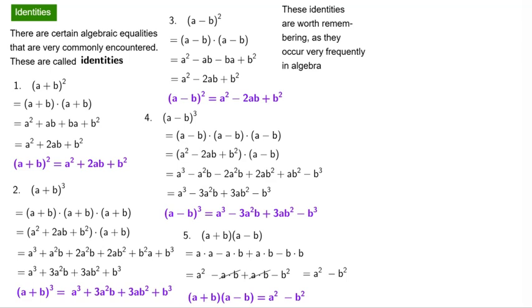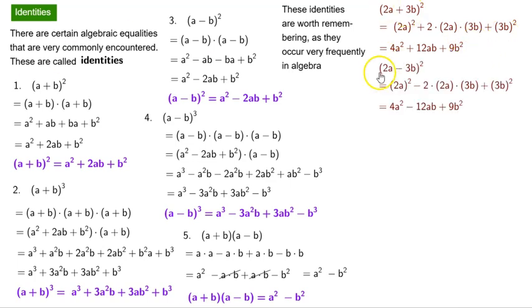Now, let's look at one example with respect to each of these. 2A plus 3B square. So, you notice here A plus B. So, A is now 2A. B is here 3B. So, we directly use the identity. A square. So, here A is nothing but 2A. So, 2A square plus 2 times the first term times the second term plus the square of the second term, which gives us 4A square plus 12AB plus 9B square.